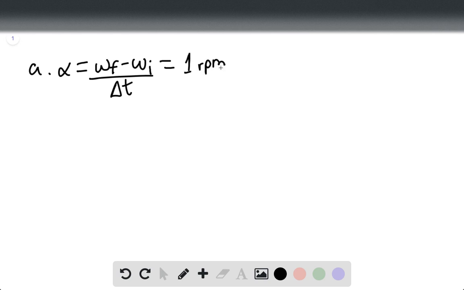So here we need to find the angular acceleration, the final angular velocity, the tangential acceleration, and the radial acceleration. So for part A, to find the angular acceleration, we simply take the final angular velocity minus the initial angular velocity divided by the change in time.